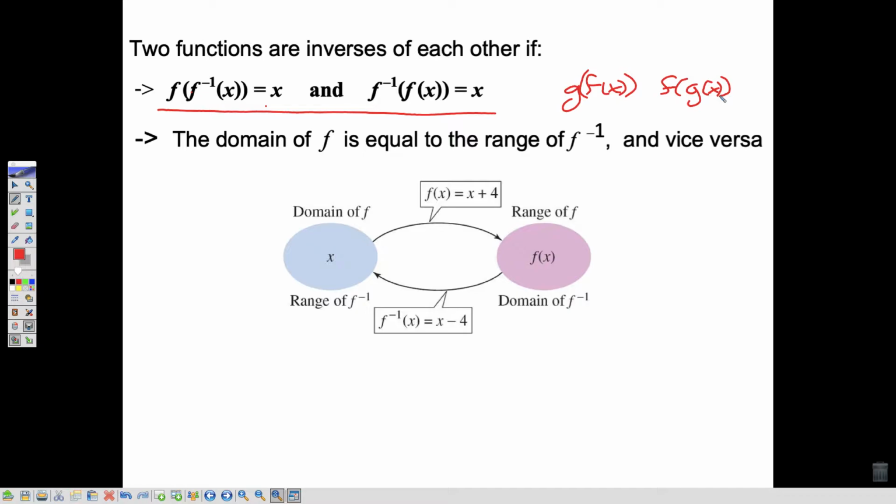So, inverses switch domain and range. So the domain of f is the range of f inverse, and the range of f is the domain of f inverse. See that? The picture showed that clearly enough. And they physically just take and switch places.